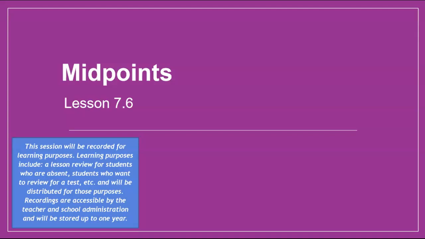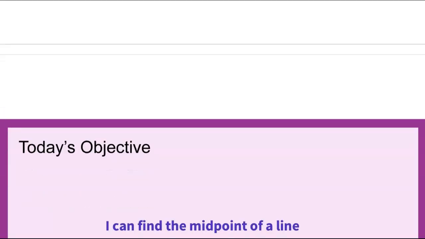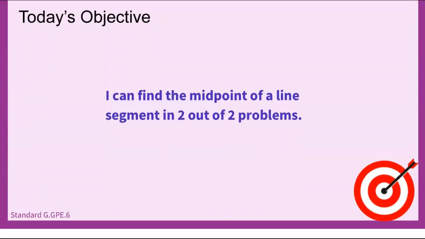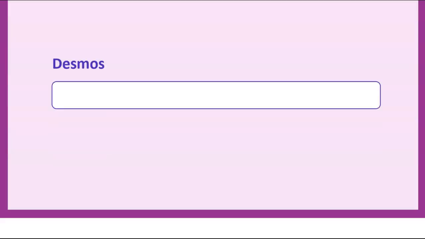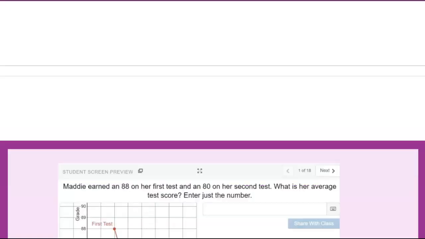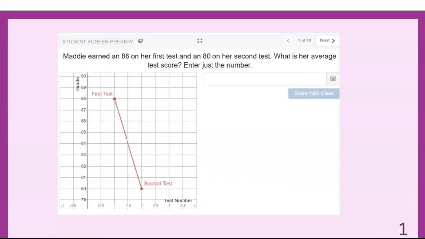Today we are going to look at lesson 7.6 on midpoints. And our objective today is I can find the midpoint of a line segment in 2 out of 2 problems. Pretty straightforward. So today we are going to work in Desmos, so that link will be in your class. And mostly I'm going to let you work through it on your own. It'll give you feedback as you go.